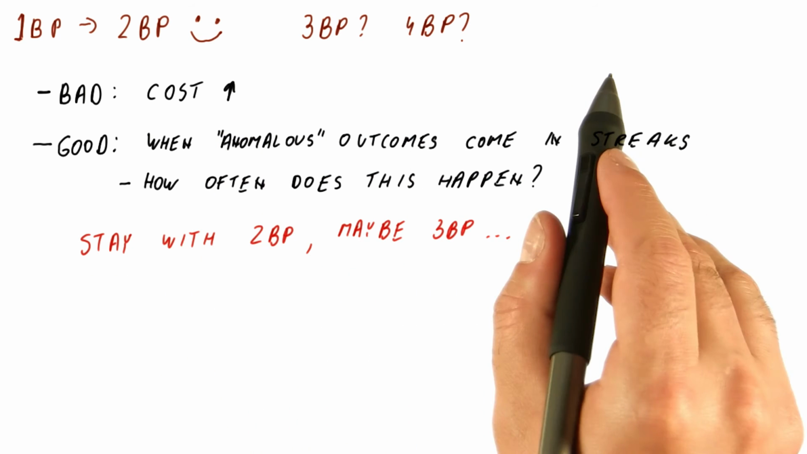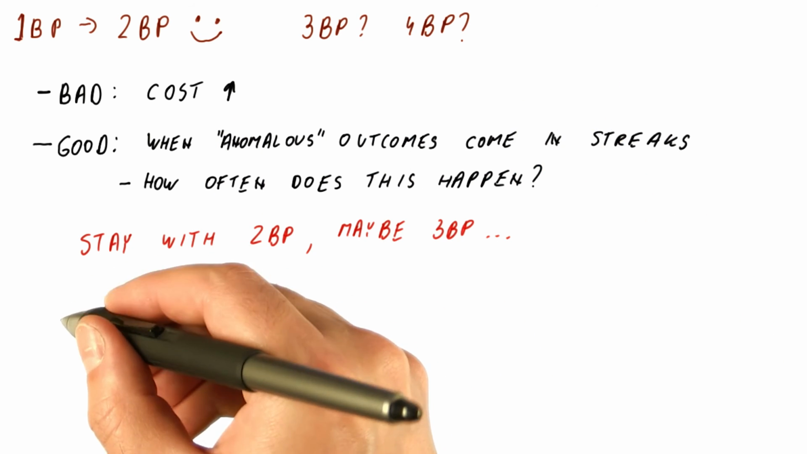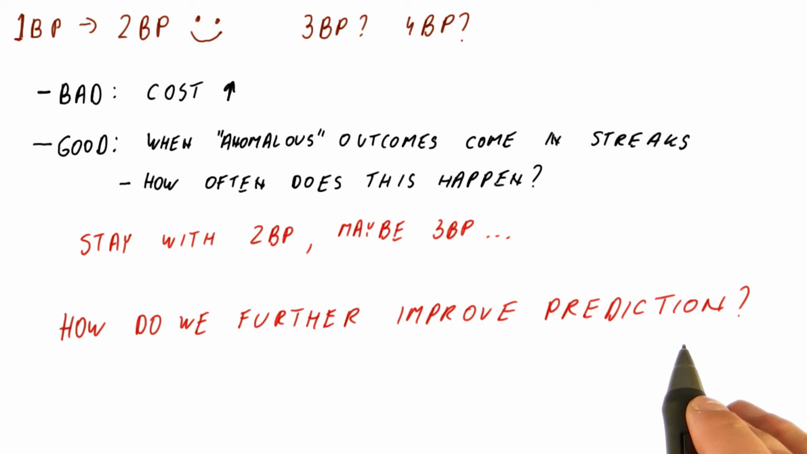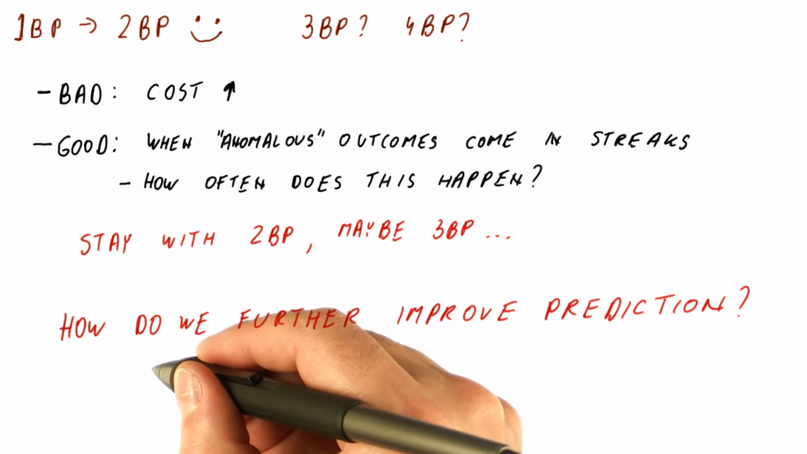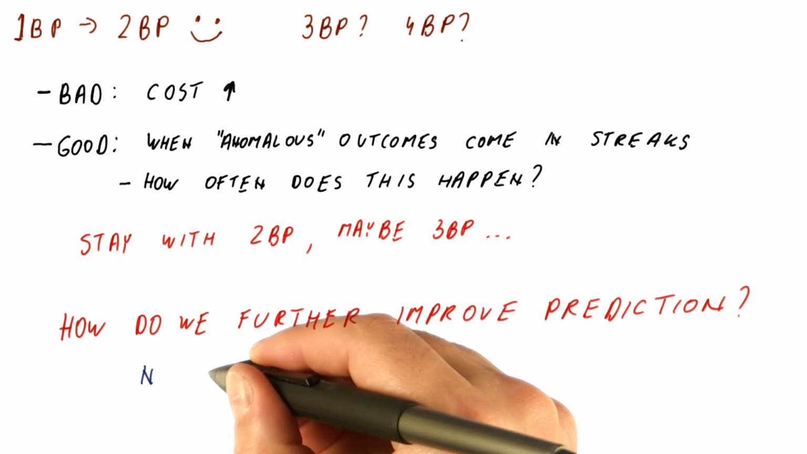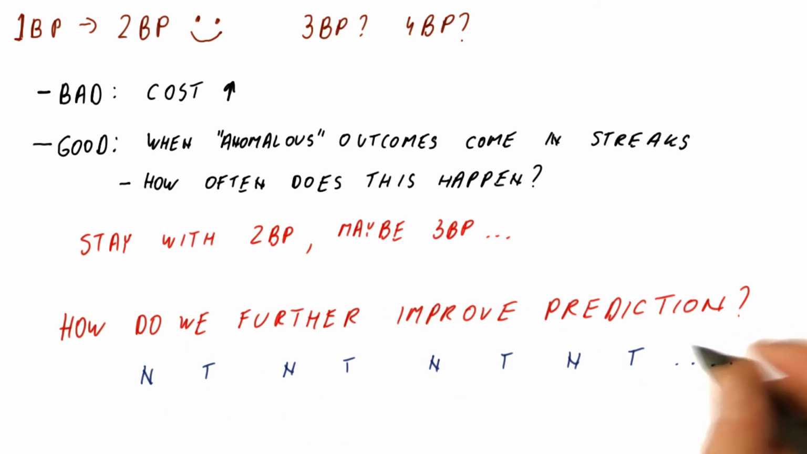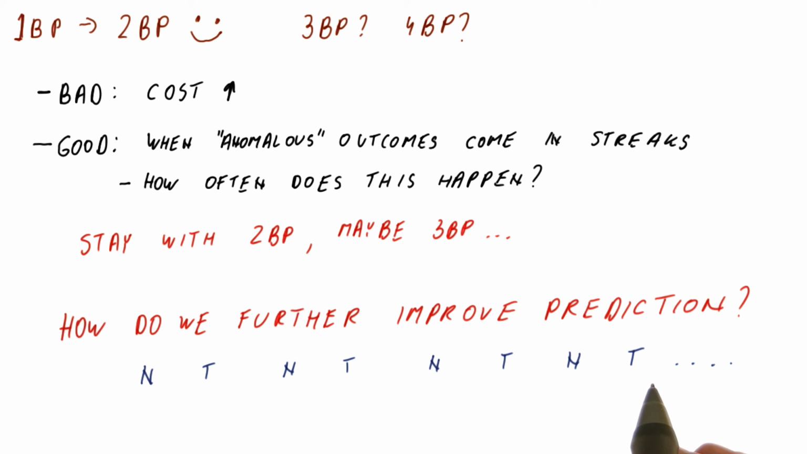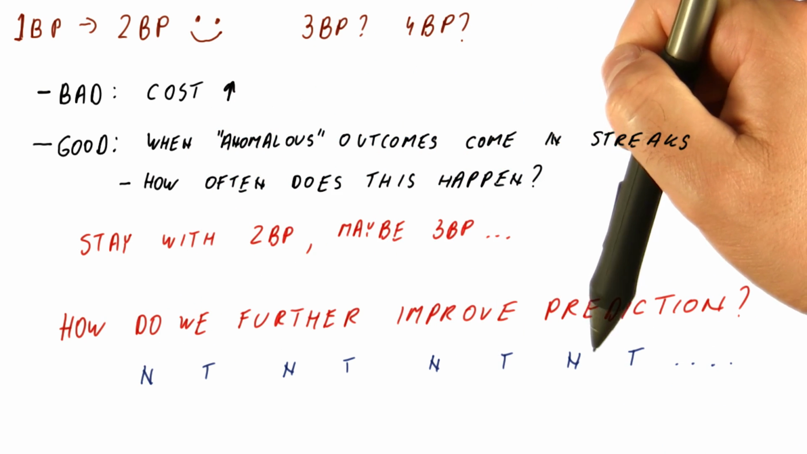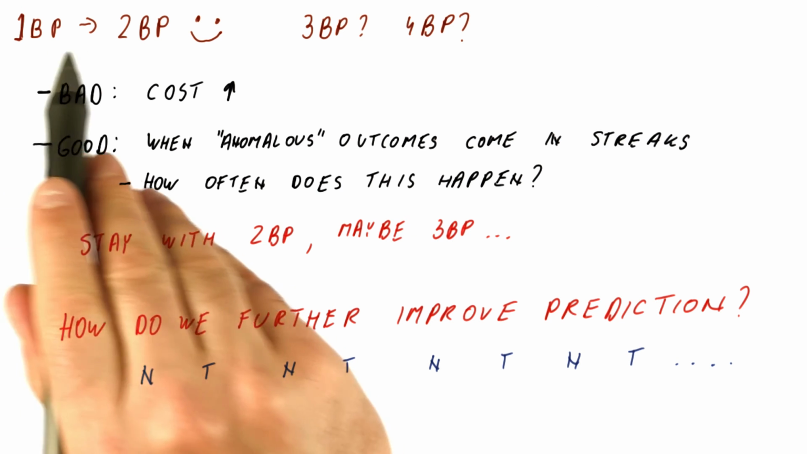But if moving to more bits like this is not helping us, then the question becomes, how do we improve prediction beyond the 2-bit predictor? We have already seen that neither the 1-bit nor the 2-bit predictor works really well when we have things like not taken, taken, not taken, etc. And now a human being that looks at this sequence will correctly guess that the next outcome here will probably be not taken followed by taken and so on. So this branch turns out to be perfectly predictable. It's just that it's not predictable with a 1-bit or 2-bit predictor.